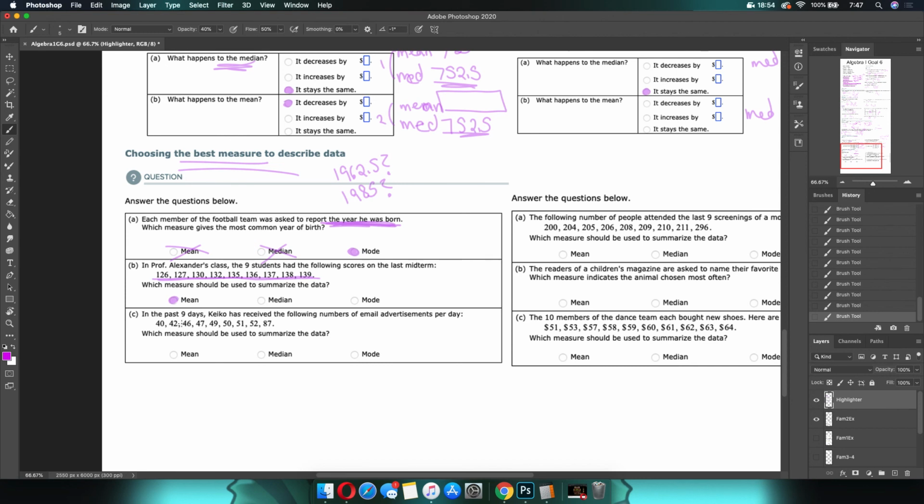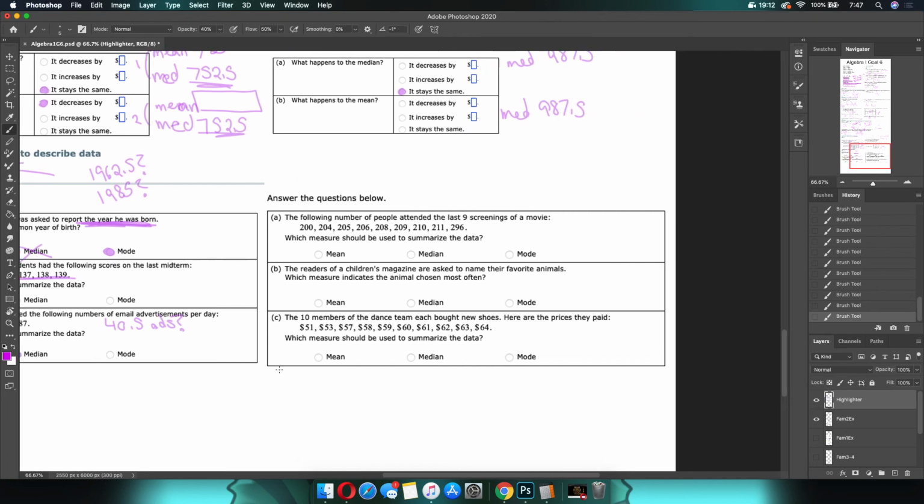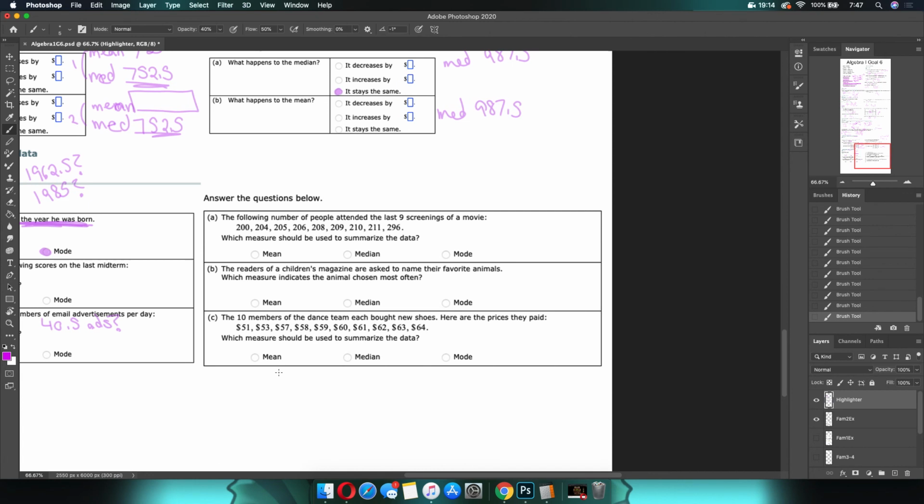In the past 9 days, the following numbers of email advertisements. Which measure would best summarize the data? And again, you're asking yourself, can you have 40.5 ads? No. So this is going to be a median. That's what you're looking to be doing here. All right, next one. The following people attended the last 9 screenings. What measure can be used to summarize the data? Can you have a 0.5 person? No. So this will be a median.